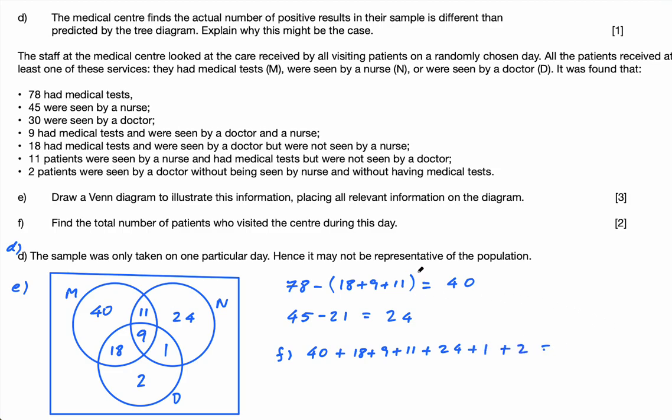Now I am particularly careful as well, guys, because if I make a mistake I have to do this whole video again. 40 plus 18 is 58, 67, 78, 98, 102, 103, 104, 105. So it's 105. And therefore, how many patients visited the center? 105 patients. Okay, done. That is question 2.